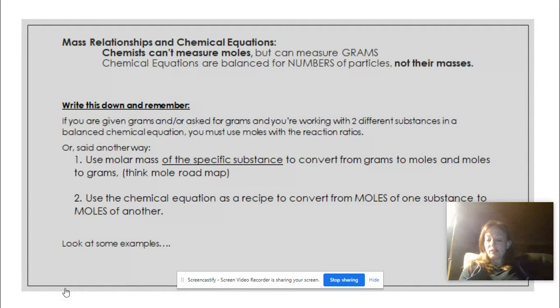Okay, so here's the only thing we have left to learn, and that is that a balanced reaction is a mole recipe, as we've been using, but chemists can't measure moles, they measure grams. So we know how to change grams to moles, and we're going to need to use that skill to make predictions about the amounts of the substances we'll be using and the amounts of the substances we will be producing.